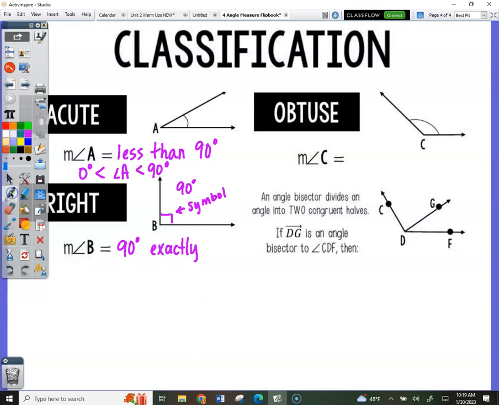But anyways, if it is opening to the left, it's still a right angle. Okay? It's still a right angle. And then the last one, obtuse, more than 90. We have a lot going on here. So for this one right here, we're going to make a note, more than 90, but less than 180.